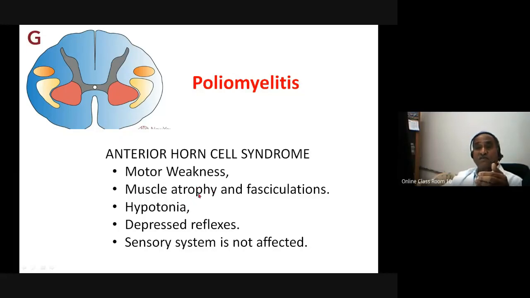Because of both of these, there is muscle wasting and atrophy, and there may be muscle fasciculations, and there is hypotonia because the reflex arc is interrupted, and reflexes are depressed because this is the center of the 1A alpha motor neuron synaptic reflex arc, and that is depressed or absent. The sensory system is not affected. In poliomyelitis, here is the condition where the motor system is affected and the sensory system is spared.